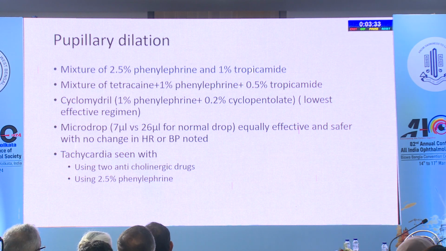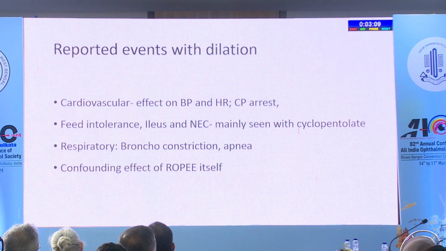A micro drop has also been mooted as the best way of dilation, because it is equally effective but safer, with no change in the heart rate or BP noted, because the amount of drug that goes through the NLD is very little. A micro drop is just 7 microliters versus 26 microliters of regular drop. Tachycardia is seen with 2 anticholinergic drugs, so you never use cyclopentolate and tropicamide together. You use that with phenylephrine.